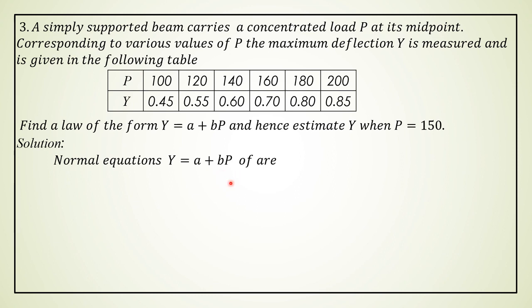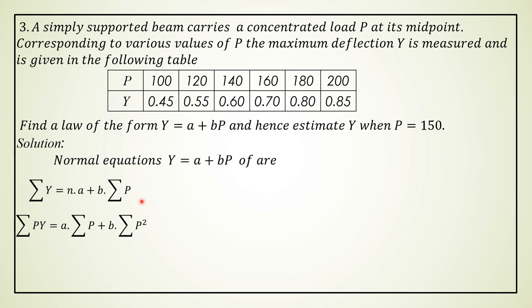So the first normal equation is obtained by multiplying 1 throughout and taking the summation. So the first normal equation is summation Y is equal to summation A. Whenever you are taking summation on constants, it becomes N into A plus B into summation P.